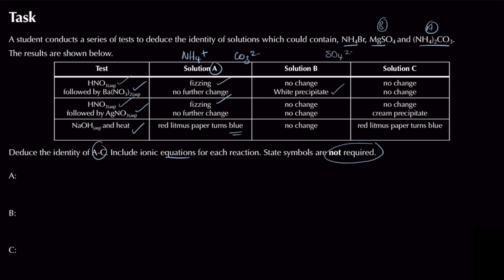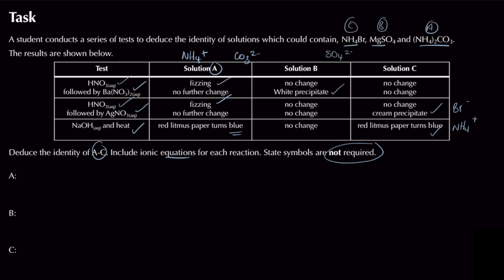C, if we look at that one, we've got no change with nitric acid or barium nitrate, but we form a cream precipitate, and red litmus paper turns blue. So we know we've got bromide ions present, and we also know we've got ammonium ions present as well. So we've got ammonium bromide, so that one is going to be C.